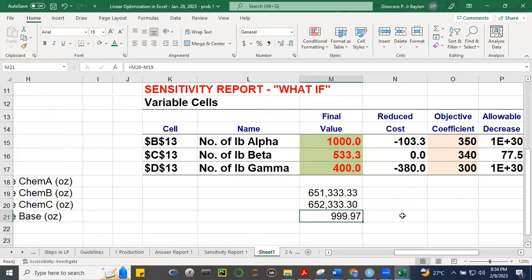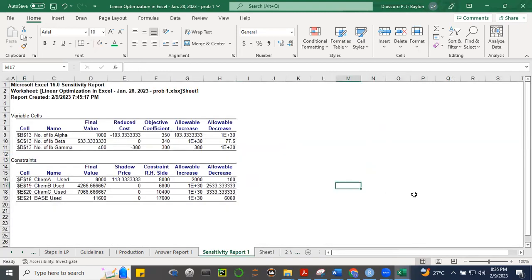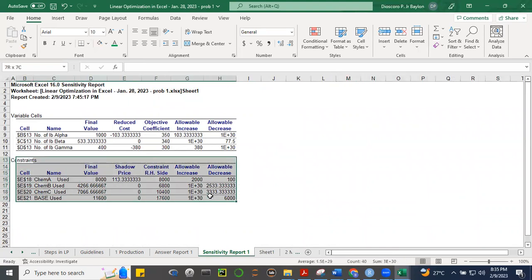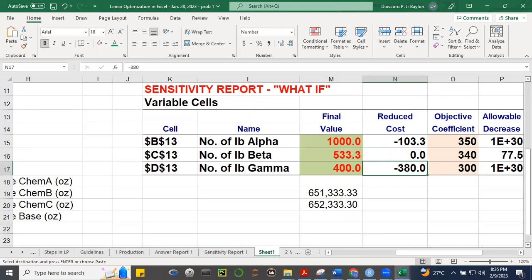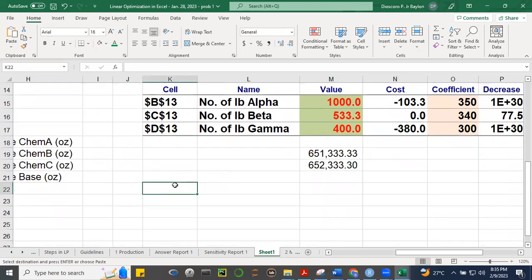All right? So I will hold you guys. I will let you research anong ibig sabihin itong reduced cost na to. Itong negative 103.3 at saka itong negative 380 na to. No? In the meantime, let's go back here. Copyhin natin to. No? Ito naman, Control C, and then let's copy it here. Control V.